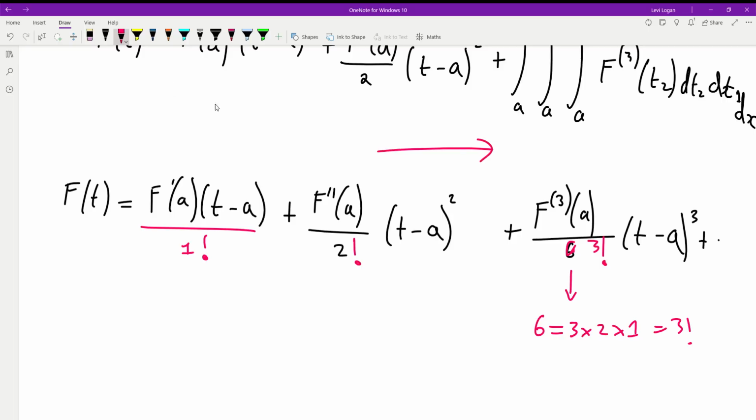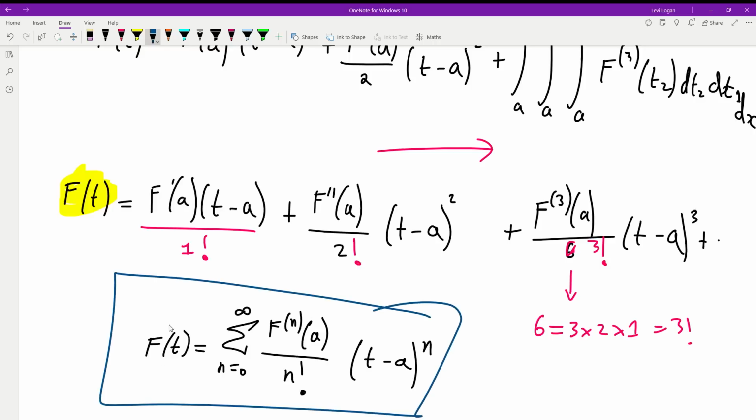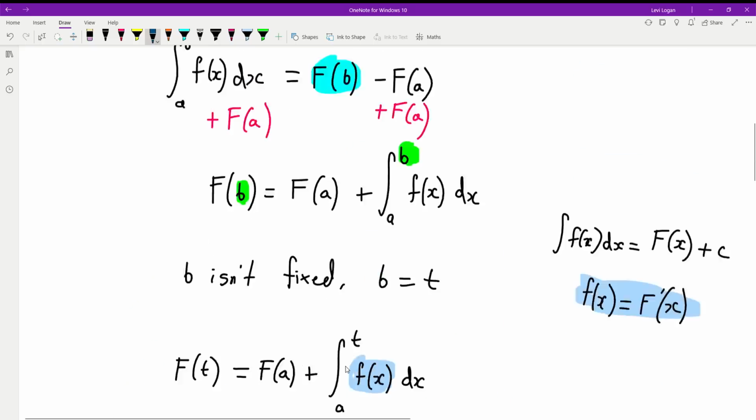So if you did that indefinitely, this here is the exact same as this infinite series. f of t is the same as the infinite series, the discrete series from n equals 0, your starting index, to infinity of capital F to the nth derivative, a on n factorial, times t minus a to the n. Okay, now this is the formula for a Taylor series. So your function is exactly the same as this infinite approximation. Okay, and yeah, that's about it really.